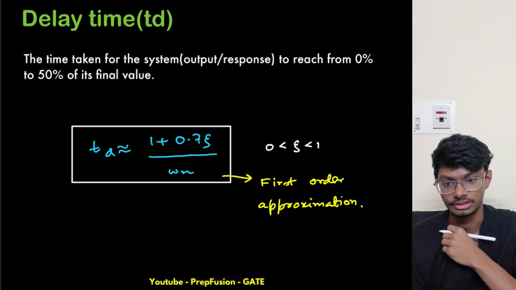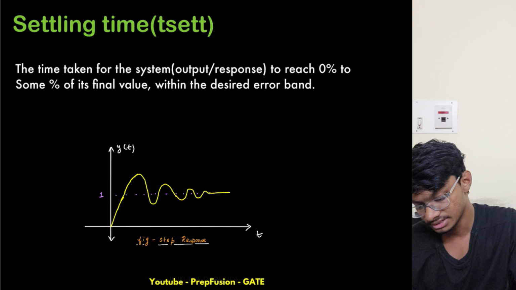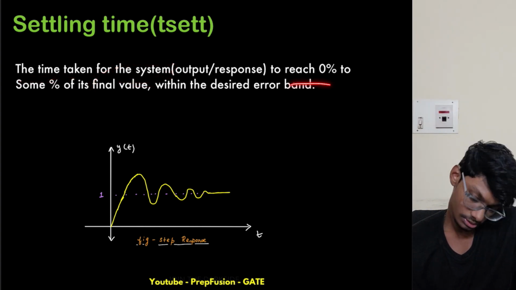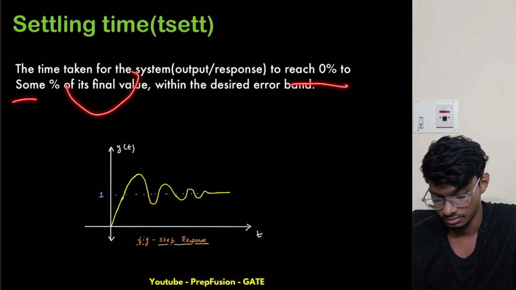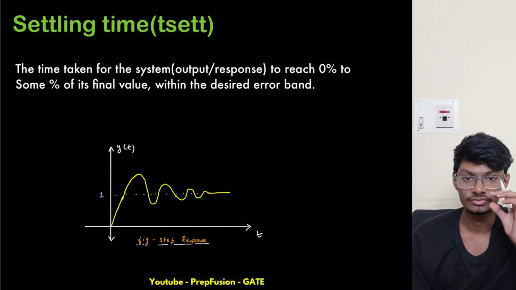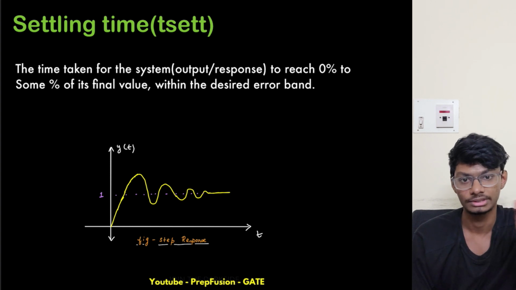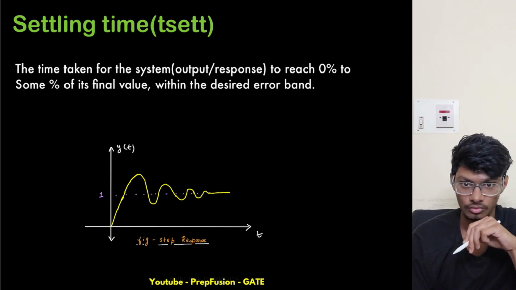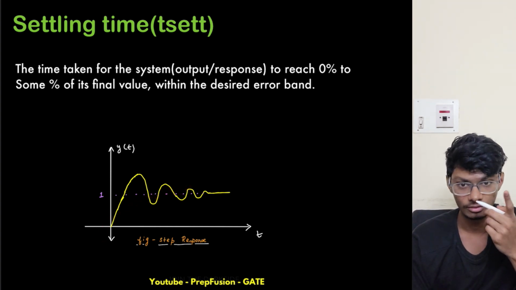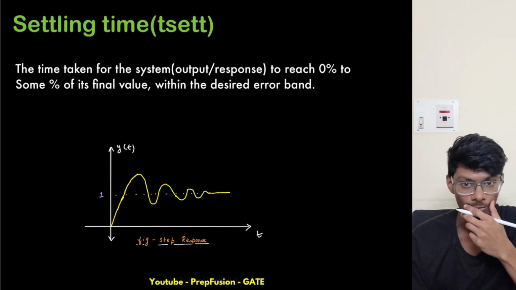I won't go into details, but next one is my settling time. What is the settling time? Basically settling time is the time taken for the system to reach from 0% to some percentage of its final value within the desired error band, okay? In the first order system it was easy to find the settling time, because there was no oscillation, so it was reaching the settling value only once. Here, sometimes it is going above, then down, then again going above, right? So that is an issue.